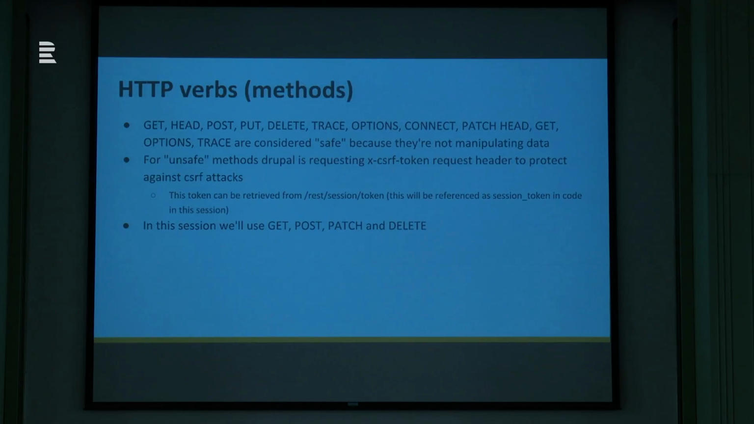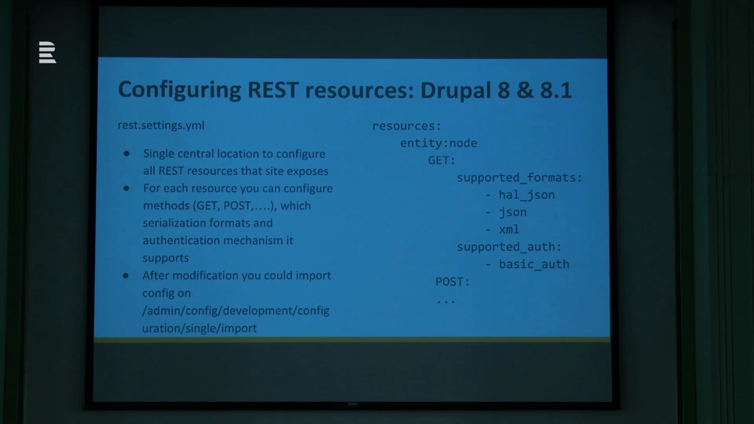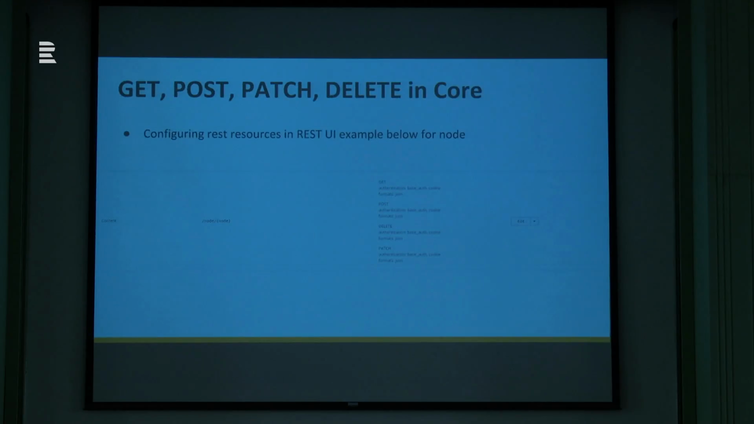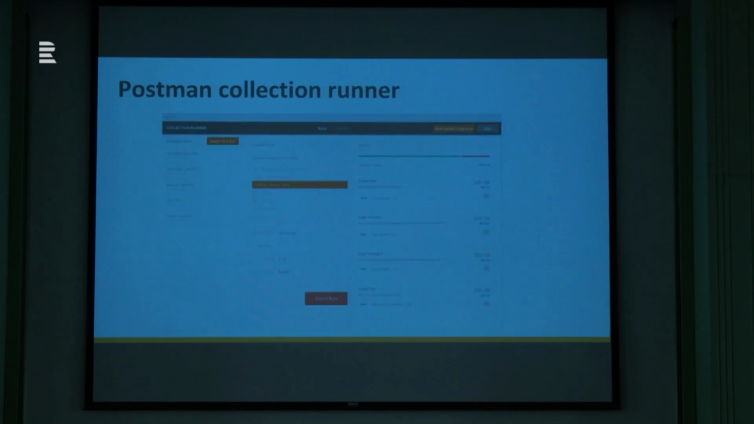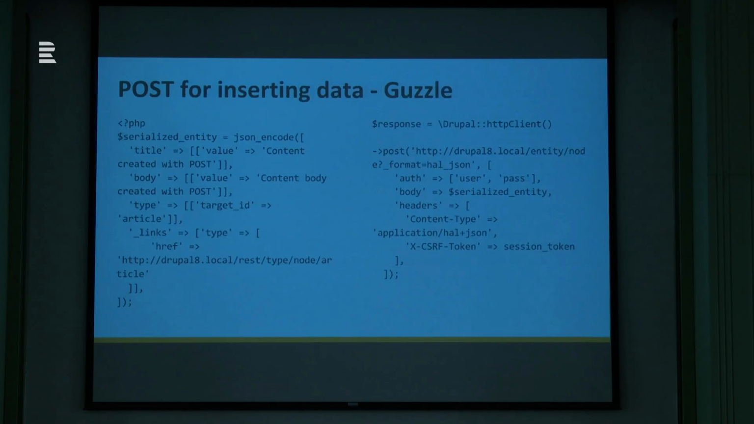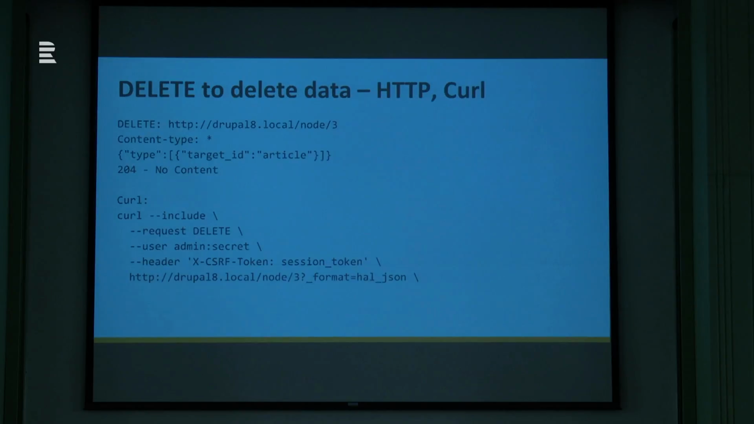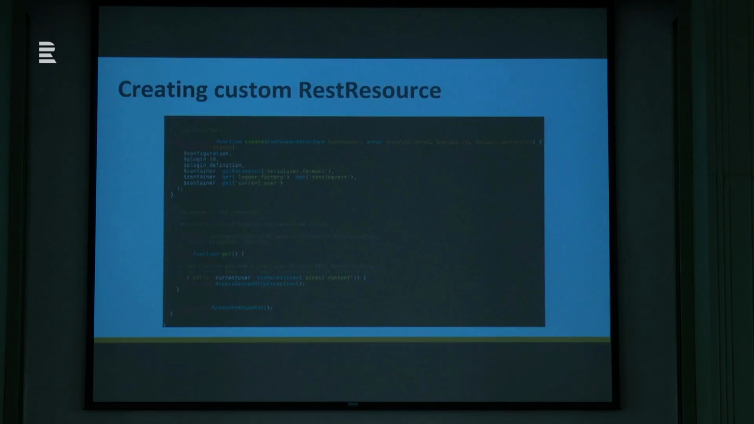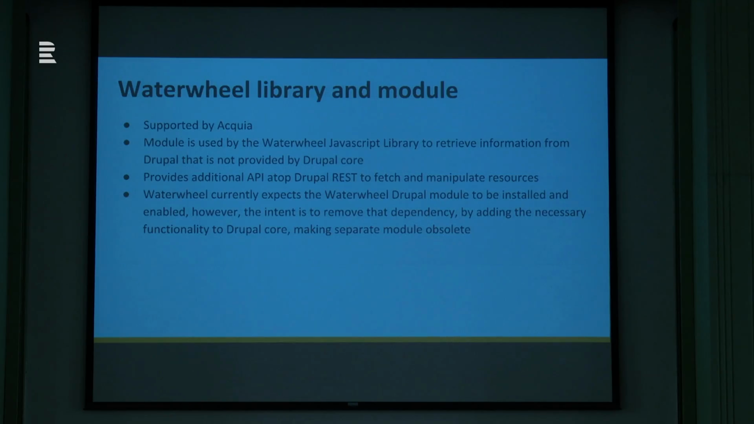So in the Waterwheel module, you'll also have the ability to filter out the data through the JSON API module, and this is something that is currently lacking, but GraphQL will have a similar ability when it's done. Currently, the JSON API is in alpha.